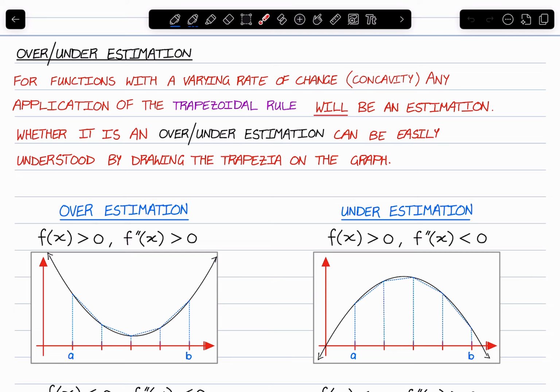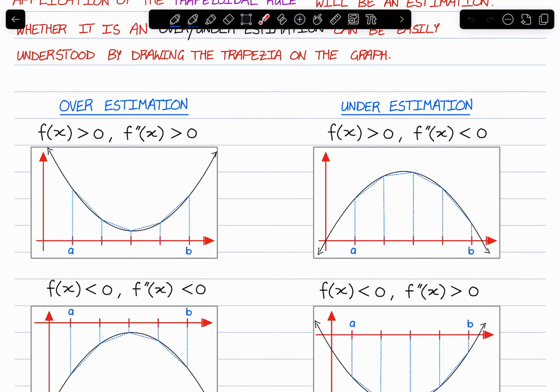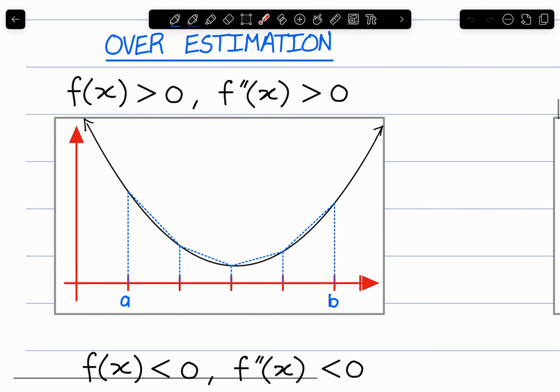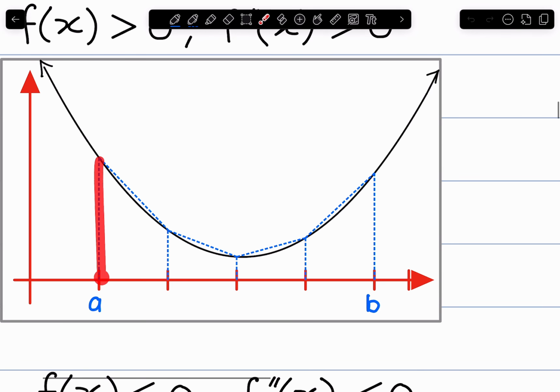One final thing before we go into actual calculations: for functions with varying rates of change, so anything with a concavity, any application of the trapezoidal rule will be an estimation. Whether it is an over or underestimation can be easily understood by drawing the trapezia on the graph. So if f of x is above the x-axis and it is concave up, when we calculate the trapezia, I hope you can see what I was showing to you earlier.